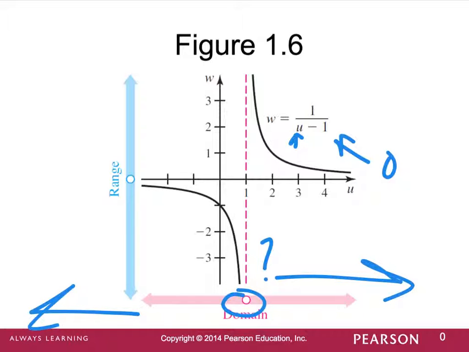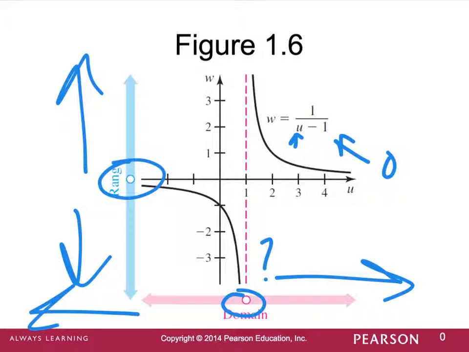Well, consequently, the range is going to also go to an unbound value in the positive direction and an unbound value in the negative direction. However, we see that there is a hole here in that we can never get an output of a value of 0.